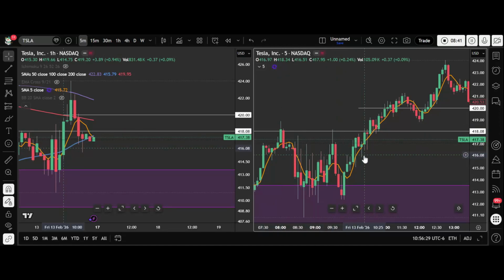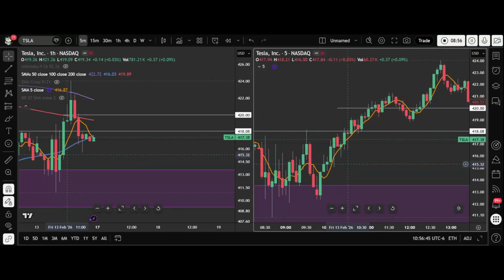So we've got a 1 test, 2 test. It's usually on the 3rd test that it's going to break through. And sometimes it could be the 10th test. Who knows? But I was like, if it's not going to break through 420 or 418 right here, I might as well get out. But I was patient with this candle right here. That's a powerful candle, that hammer. And I'm still above, everything is closing above the 5 SMA, except for this candle right here.